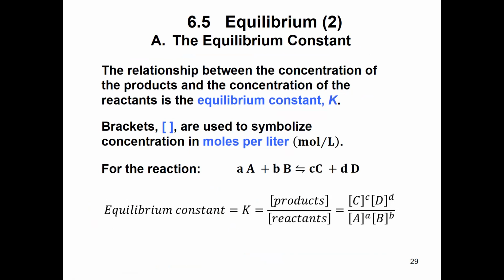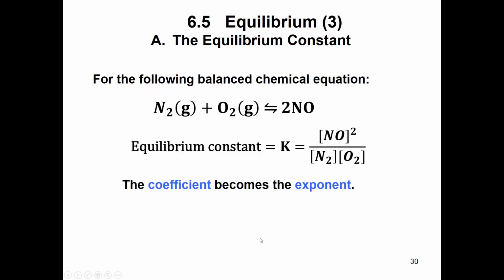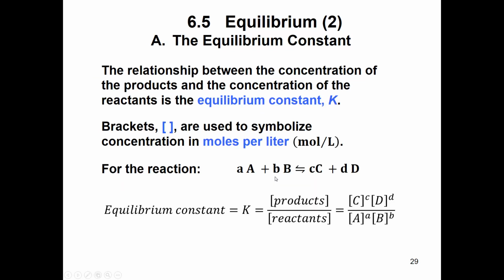So the relationship between the concentration of the products and the concentration of the reactants is what we call the equilibrium constant, and that is signified by the letter K. Okay, the equilibrium constant. We put brackets around it if we're going to talk about concentrations, in moles per liter. And so if I have this reaction, I have little a number of A, little b number of B, in equilibrium with little c numbers of C and little d numbers of D.